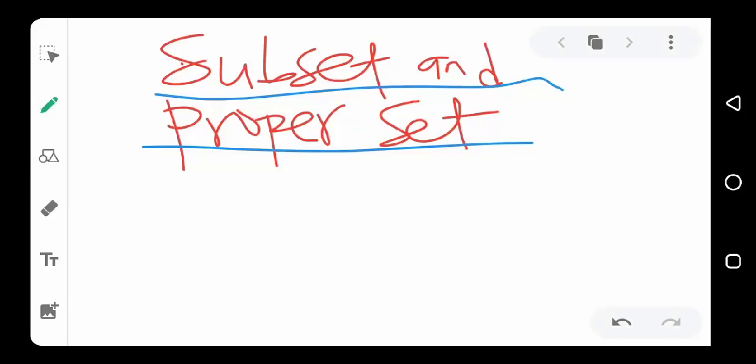Today we want to talk about subsets and proper sets. A subset is a set whose elements are all parts of another set.